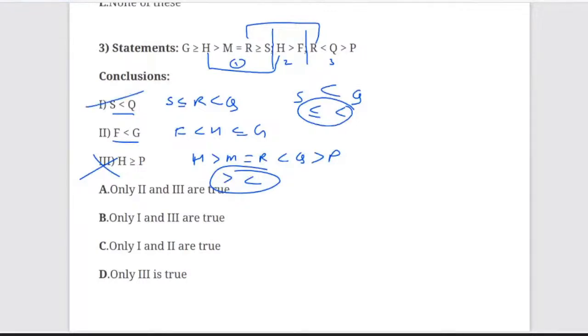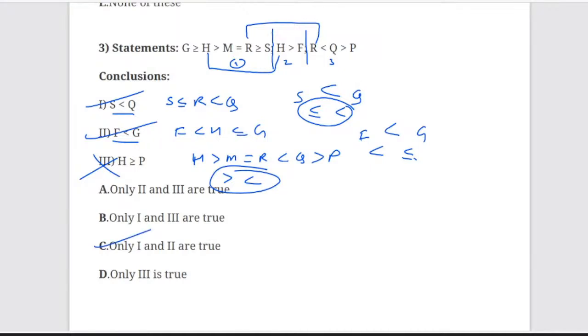Next, F is less than G. F is here. Then G is less than H. In between F and G, which are the two symbols? We have less than and less than equal to. Now, out of these two, which one is the more preferable? F is less than G. So, answer is only 1 and 2 are correct.